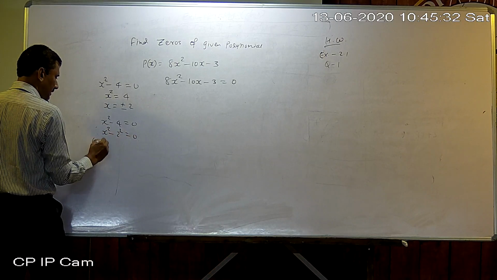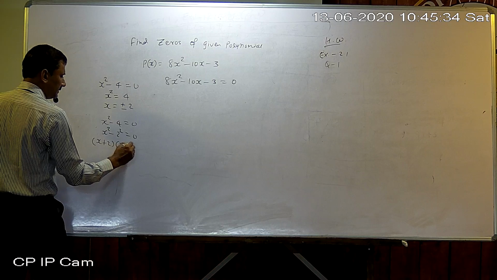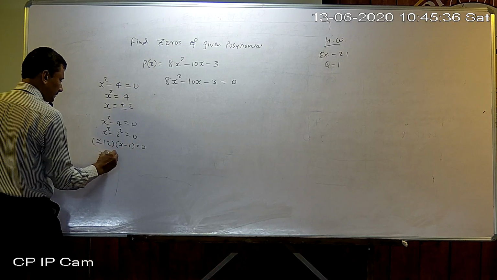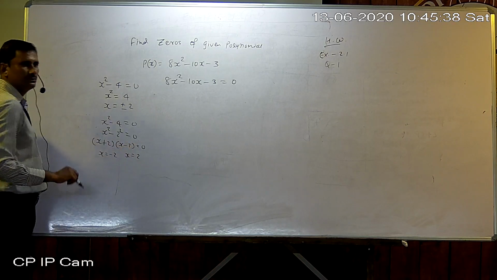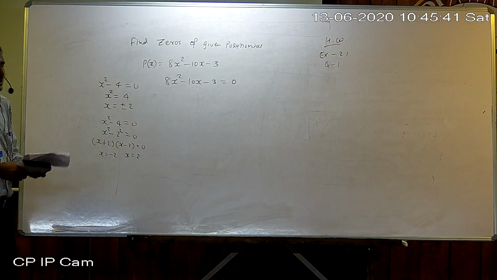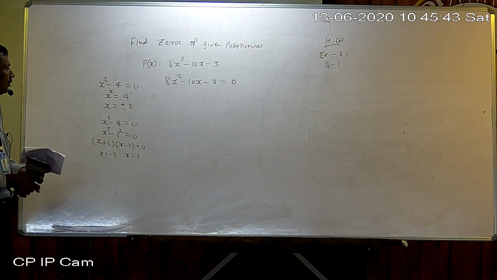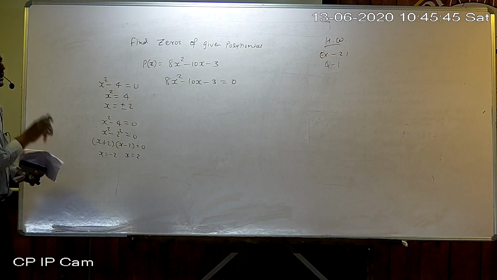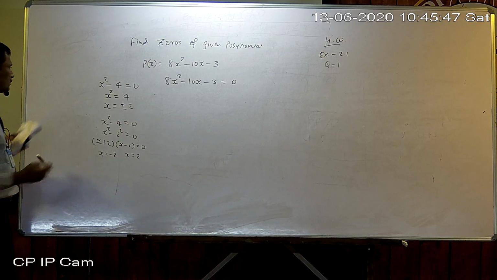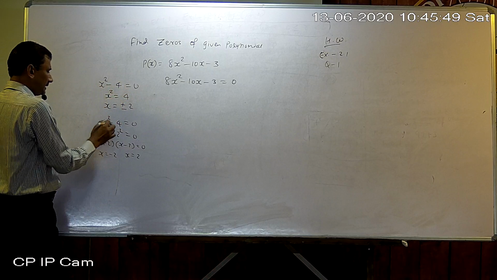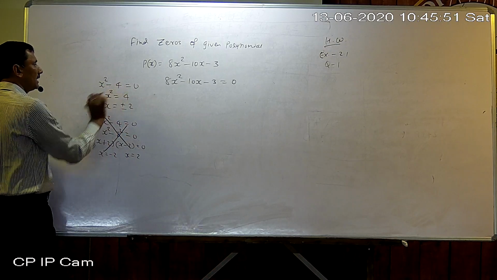So a plus b, a minus b. So x equal to minus 2, x equal to 2. Okay, so these are two zeros of the given polynomial. The polynomial is of the type quadratic binomial. Actually, factorization is not needed, you can directly find it.